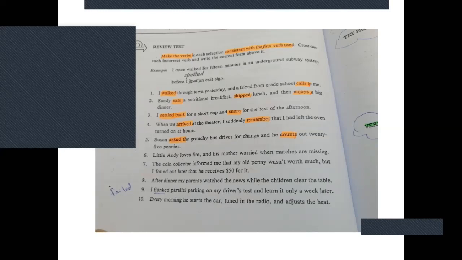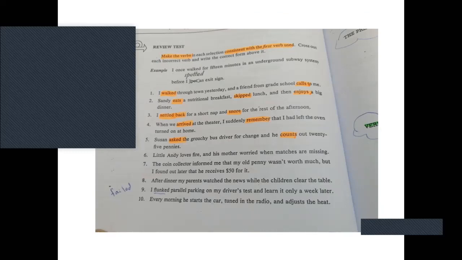Inas Satari. Yes, Inas. Doctor, the first one? The first one. Okay. I walked through town yesterday and a friend from grade school calls to me. Calls to me. Calls. Okay, nice. Calls, meaning she called out to me.